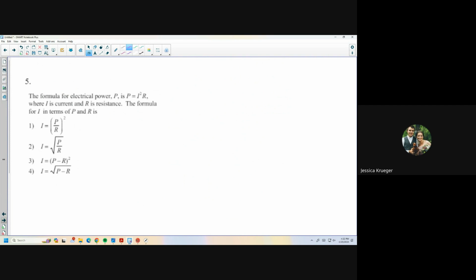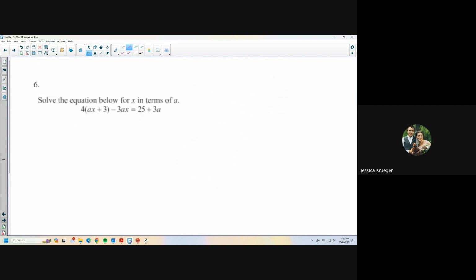I'm going to skip 4 for now and 5. I do want to take a look at 6. So let's look carefully at 6. It says solve the equation below for x. So if I look at where x is, it's definitely in more than one term, and it's inside parentheses and outside parentheses. So the first thing I'm going to need to do is get rid of those parentheses if I can. So I'm going to distribute the 4 in. Go ahead and pause the video and see what you'll get. Here it is.